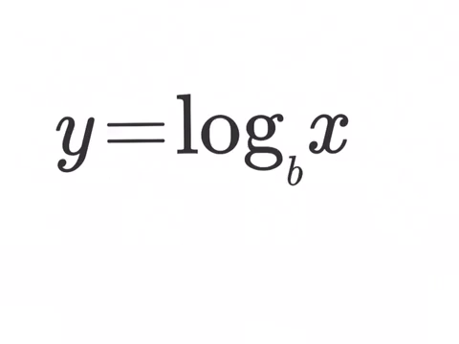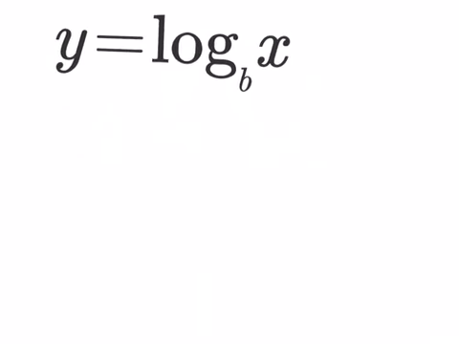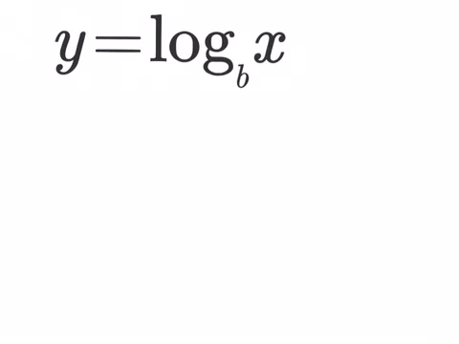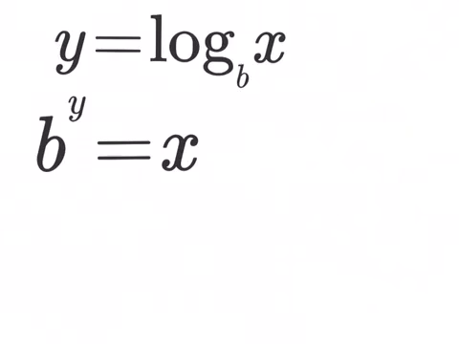And what if you have a log whose base is not e? You have the log of some random number, some log base b of x. What is its derivative? Well, there's a couple ways of attacking this. One way is just to rewrite this equation a little differently. And that is as b to the y equals x. And then take the derivative of this equation implicitly.